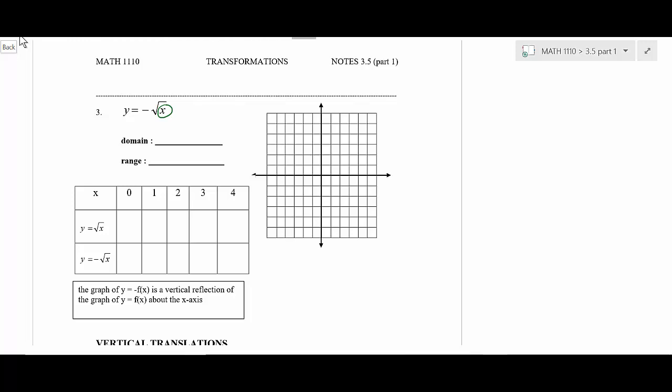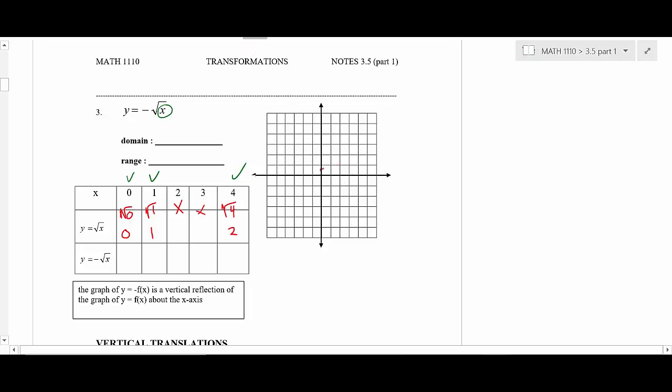So I went ahead and just used 0, 1, and if we use 4, that's good enough. Just use numbers that you know have square roots. The square root of 0 is 0. You can do this in your head. Square root of 1 is 1. And then square root of 4 would be 2. So you want to go ahead and just plot those 3 points, and that's good enough.